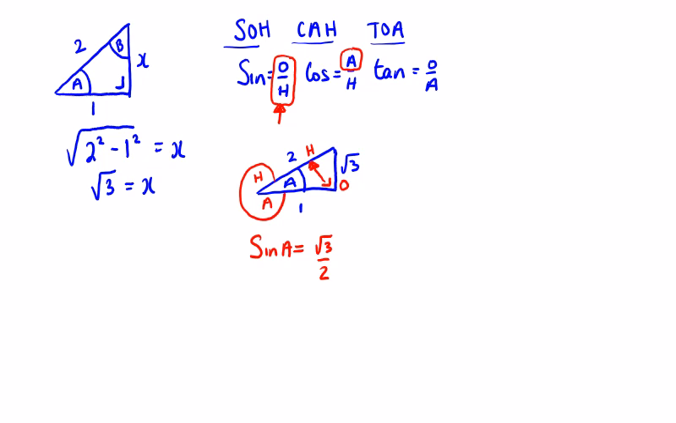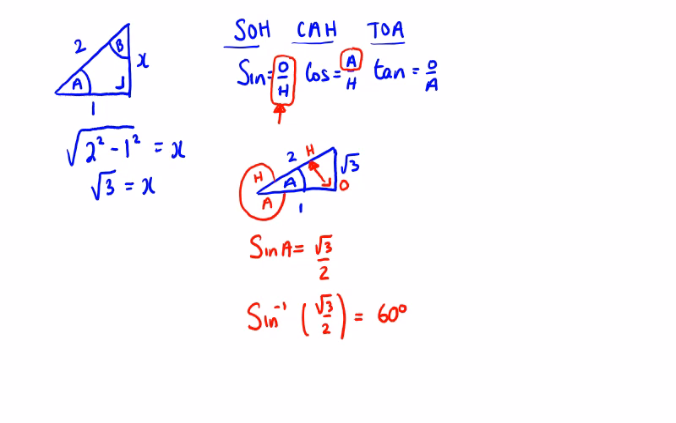Now to get the angle A, look at your calculators and look for your inverse sine. It's normally on top of the sine button, so you have to press shift or second function. So if you press shift sine, the inverse sine will come up. And if you put this in a bracket, root 3 over 2, and press equals, your answer will come up as 60 degrees.